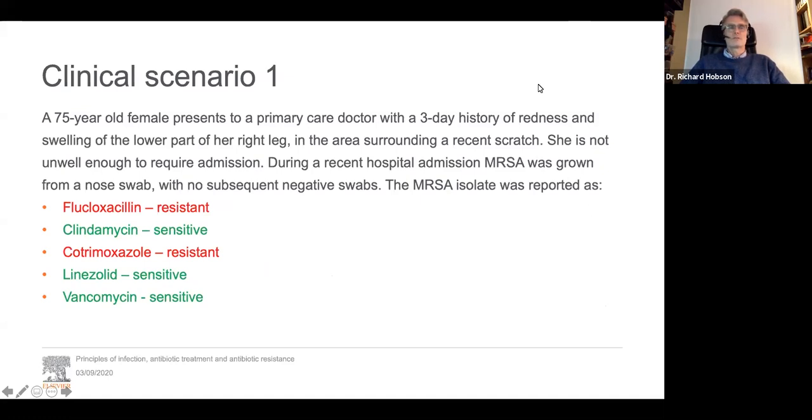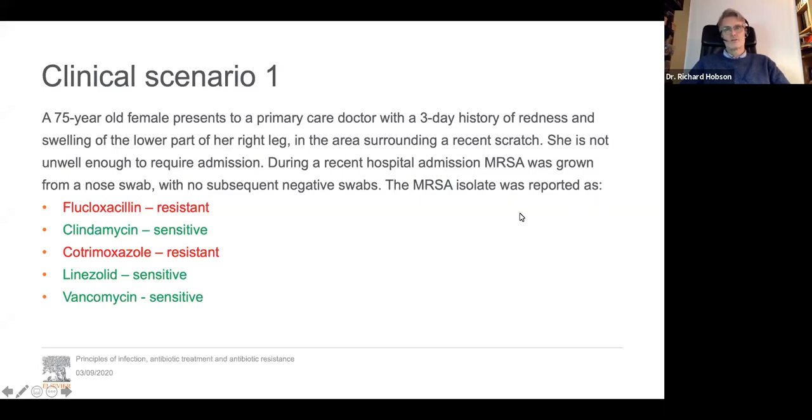So this scenario: a 75-year-old woman presents to a primary care doctor with a 3-day history of redness and swelling, inflammation of the lower part of her right leg in an area surrounding a recent scratch. She's not unwell enough to require hospital admission. Now, during a recent hospital admission, MRSA was grown from a nose swab with no subsequent negative swabs.